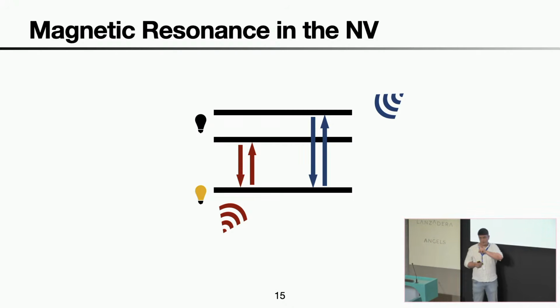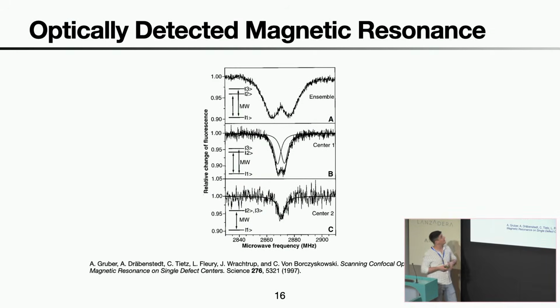Now we could do it with only 1, because the 0 is brighter than the others. So this is the first ever optically detected magnetic resonance, a magnetic resonance that's detected through the fluorescence of the crystal. This is the first ever by Gruber, Bragtrup, and so on. And here you can see the 2 peaks.